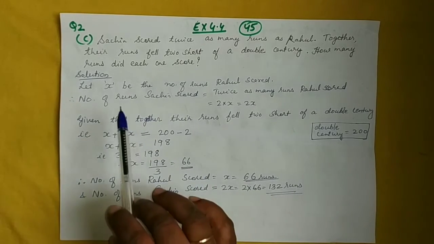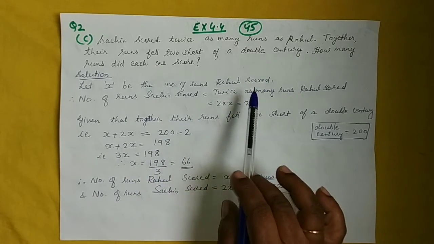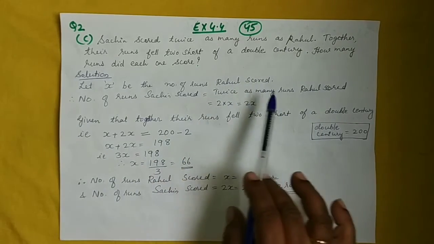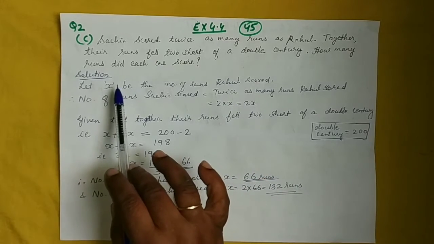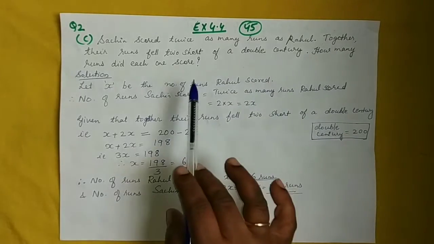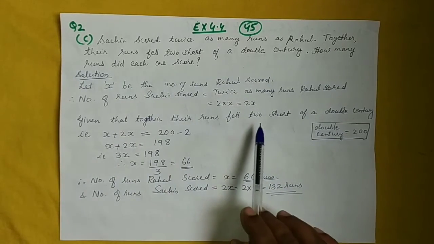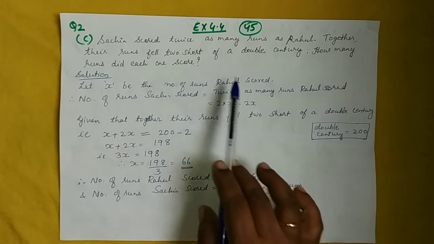So we are assuming let X be the number of runs Rahul scored. So what will be Sachin's score? Double. That means twice. So twice means 2 into X, 2X. So we got Rahul's score X and Sachin's score 2X. And another statement given is what? Together they score. Together how much scored? X plus 2X.